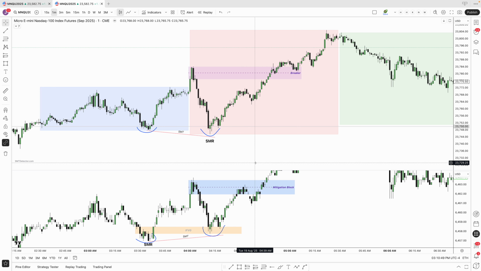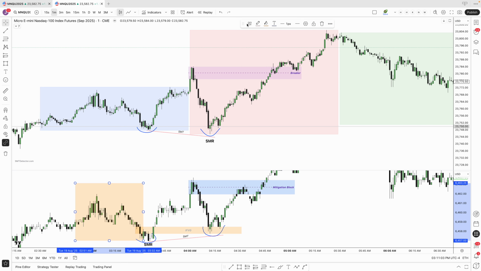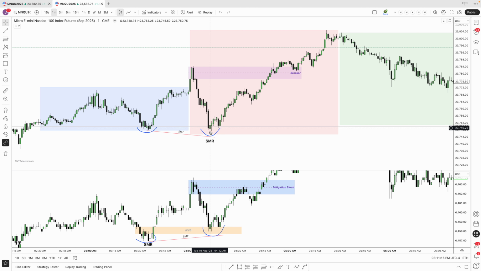What I want to show you is a more advanced way of doing this. So SMR here, fair value gap, that's CSD. This is the left side of the curve. Okay. Everything from this low over is the left side of the curve. So that's your first change in the state of delivery there on ES. We make the new low on NQ, higher low on ES. What's the first change in the state of delivery on NQ?